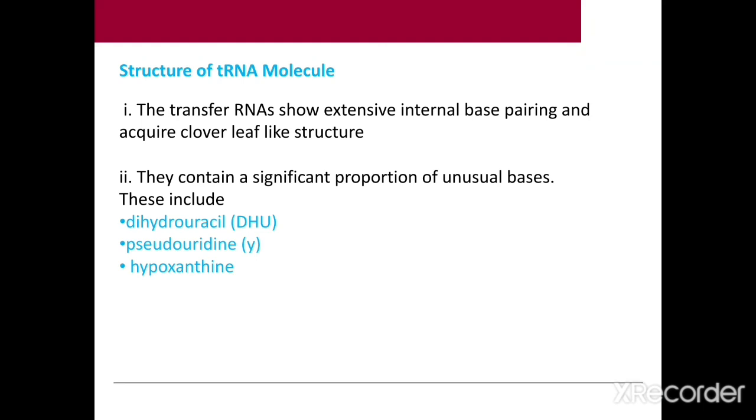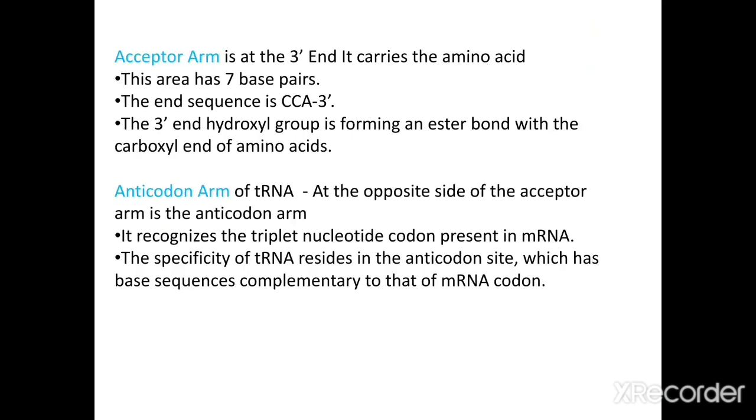Coming to the structure of tRNA, they show extensive internal base pairing and they will acquire a cloverleaf-like structure, and they contain a significant amount of unusual bases like dihydrouracil, pseudouridine and hypoxanthine. So, these are the unusual bases present in tRNA: dihydrouracil, pseudouridine and hypoxanthine. tRNA shows extensive base pairing and acquires a cloverleaf-like structure.